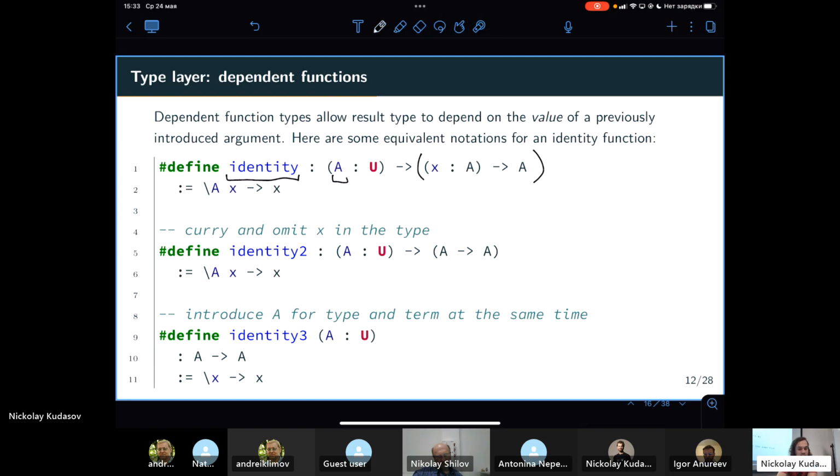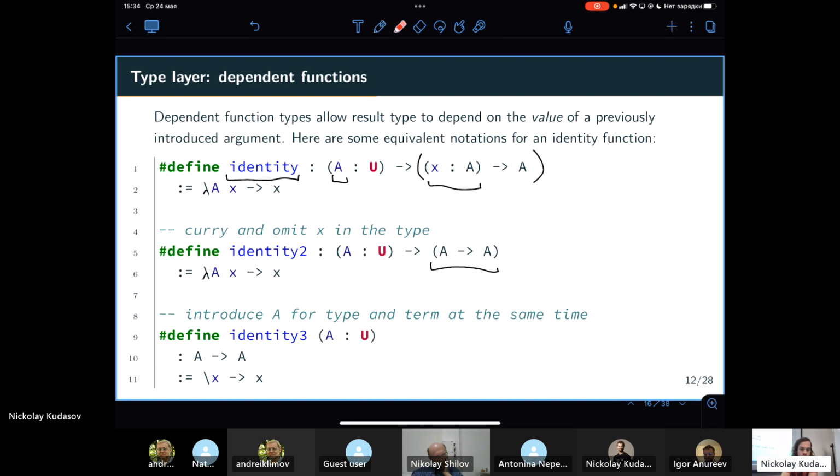So we now know that A is a type, and we can now use A to define the type of the results, which is a function from A to A. Now here we can also specify the name for the argument of type A, but we can also just write a function from A to A. Now in the body, we again have this lambda A x. So we introduce two arguments, A and X, and we produce X on the right.